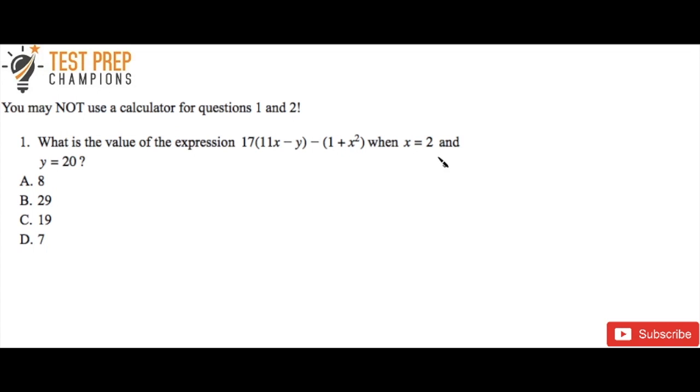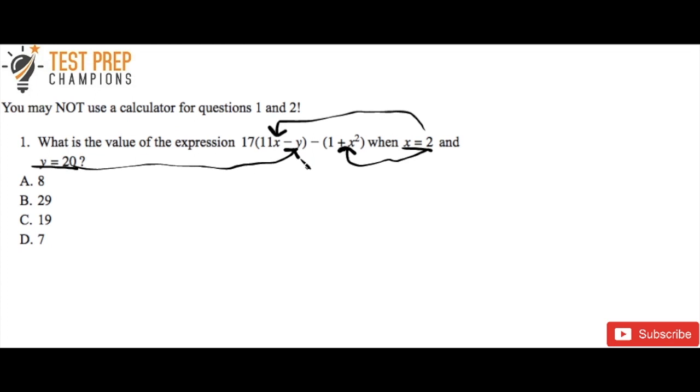So what we want to do here is pay attention to x equals 2 and y equals 20. Everywhere in the expression that we see an x, we're simply going to replace that with a 2. All right, so I see that 11x, so I'm going to want to replace that x with a 2. And the 1 plus x squared, I'm going to want to replace that x squared with a 2. And now we do the same thing with the y. So we see that y equals 20. So we want to find the y in the expression, and we're going to replace that with 20.